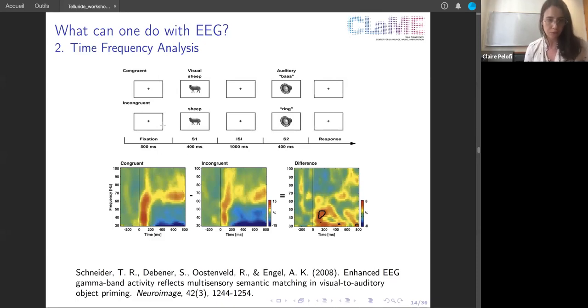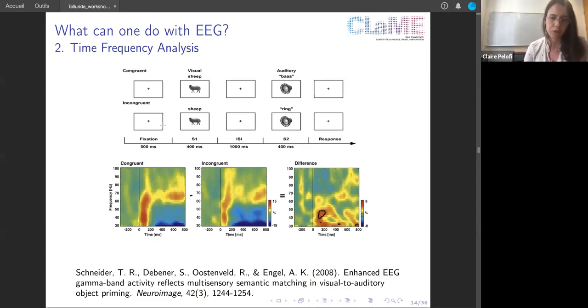And there had two types of conditions. Either the image were matching, so there was like a semantic congruency between auditory and visual, or they were unmatching and it was incongruent. And the participants had to do some sort of task to evaluate either one or the other types of visual or auditory stimuli.